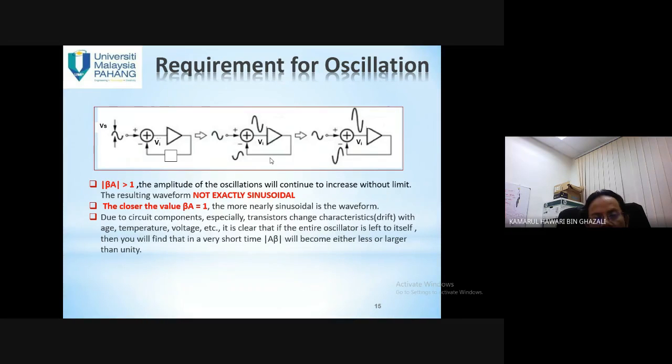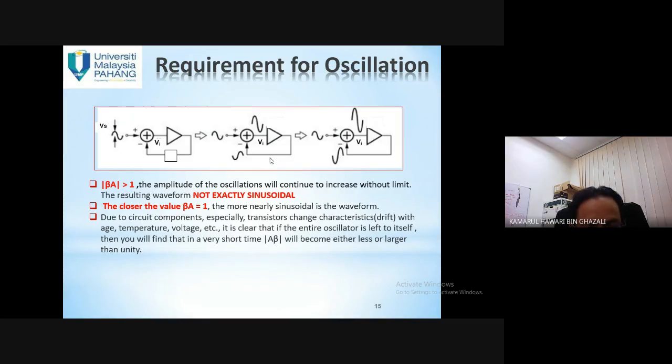Requirement for oscillation: the absolute value of A beta must be greater than 1. The amplitude of the oscillation will continue to increase without limit. The resulting waveform is not exactly sinusoidal. The closer the value is to 1, the more nearly sinusoidal the waveform is.